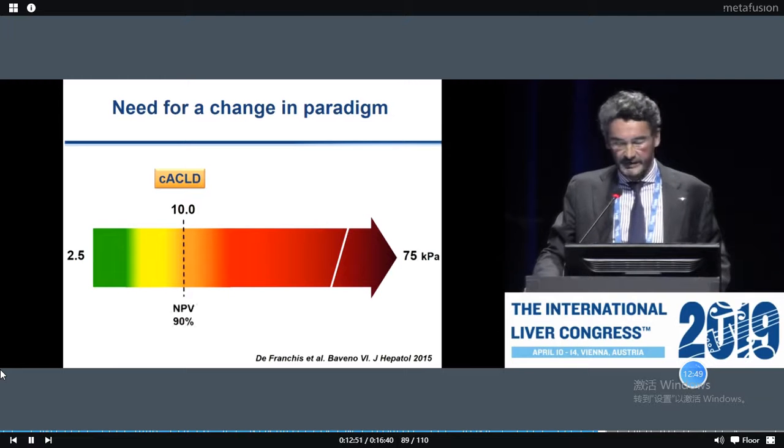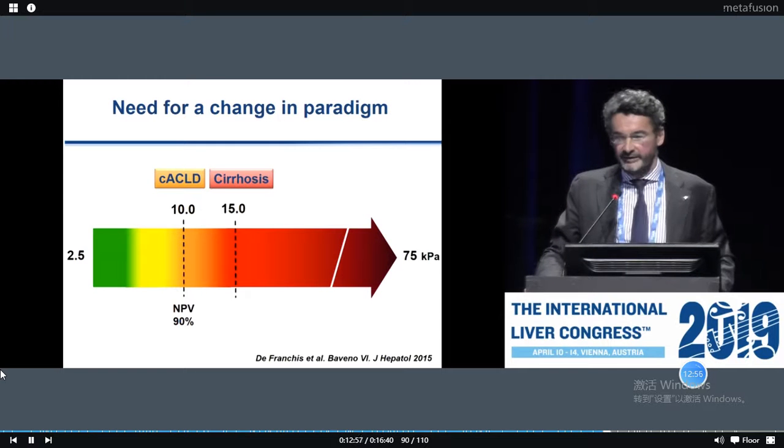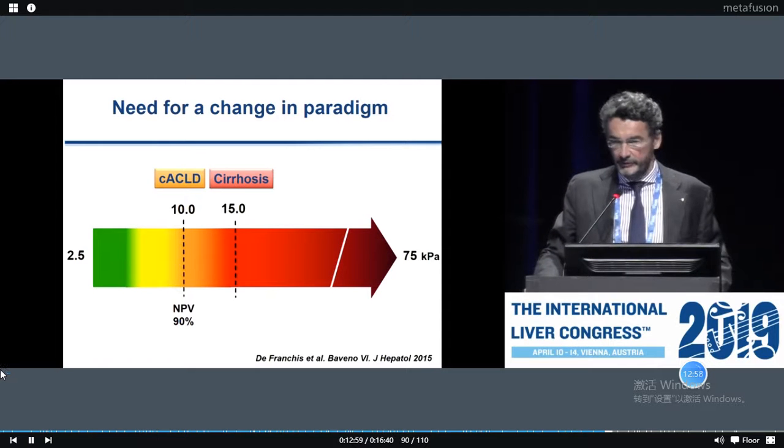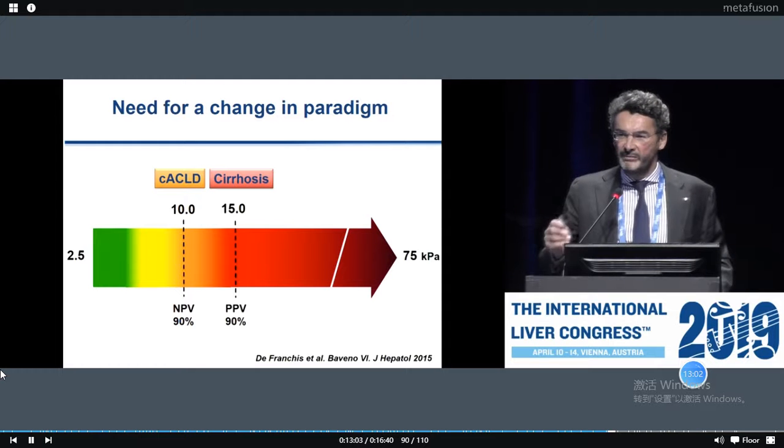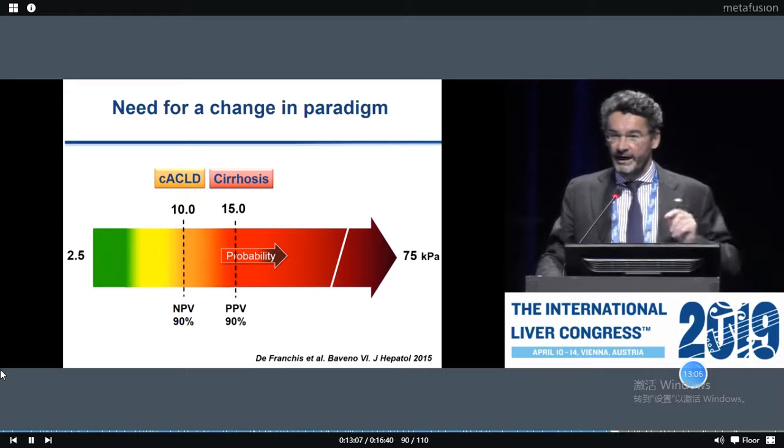If you're below 10 kilopascal, the negative predictive value is high. So CACLD will be advanced fibrosis or F3, F4. Then cirrhosis would be more certain if you're above 50. But as I said, it's a continuum. So what you're measuring is a physical property, but also a probability of having advanced fibrosis or cirrhosis.